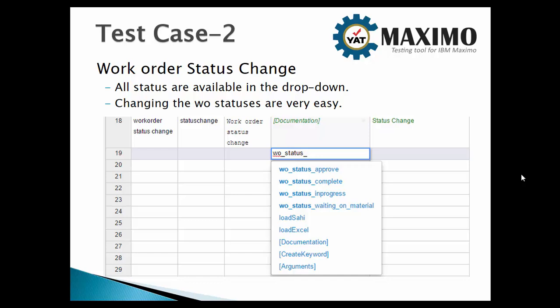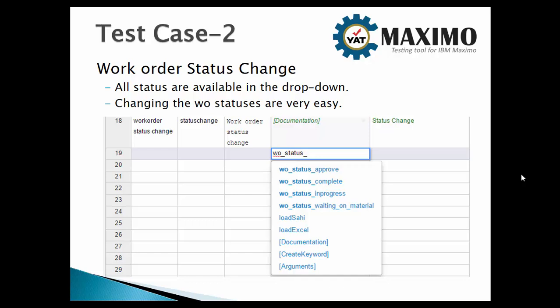Work order status change. Here, as you see in the screenshot, we have multiple statuses available in a drop-down list. Also, we can modify these statuses according to the business requirement. As we go through the work order status, you can easily choose whether it's approved, complete, in progress, or waiting on material, depending upon the case.